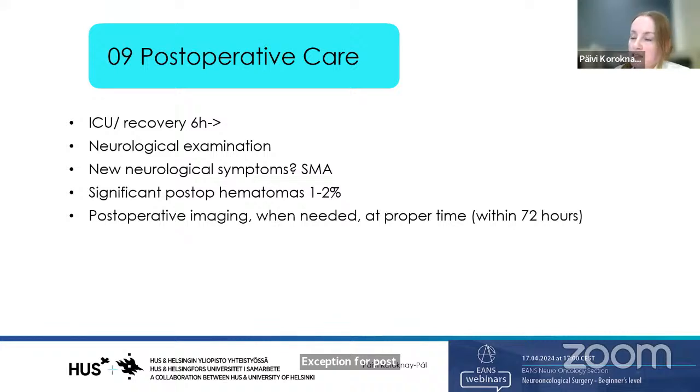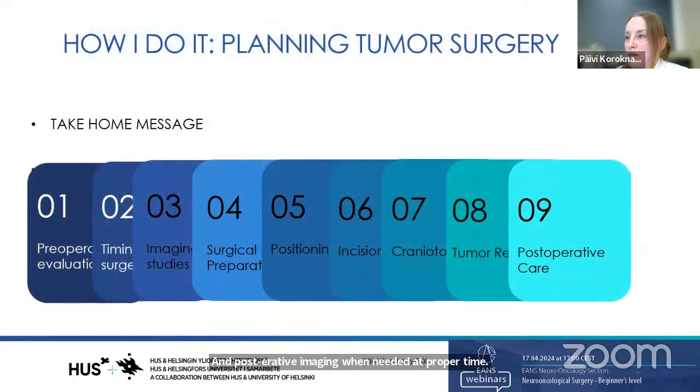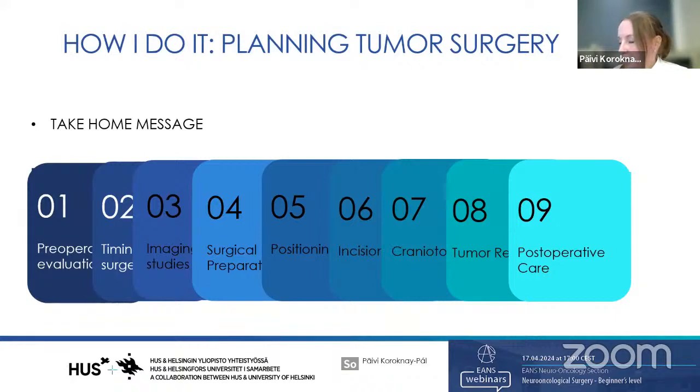We need neurological examination frequently, and if we have new neurological symptoms, whether anticipated or whether surprise, and significant post-op hematoma risk, it's not high, but you should keep that in mind. And postoperative imaging when needed at proper time, hopefully within 72 hours after operation. So 9 steps. Every step is really important.